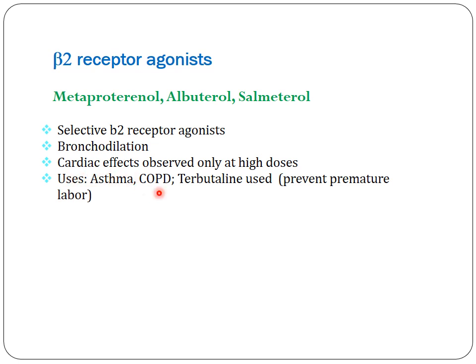But we should be aware when we use these drugs, because cardiac effects are observed at high dose. We mean by that the selectivity is only at low dose. When the dose is increased, the selectivity will be lost. You should be aware when we use these drugs in patients with cardiac problems.